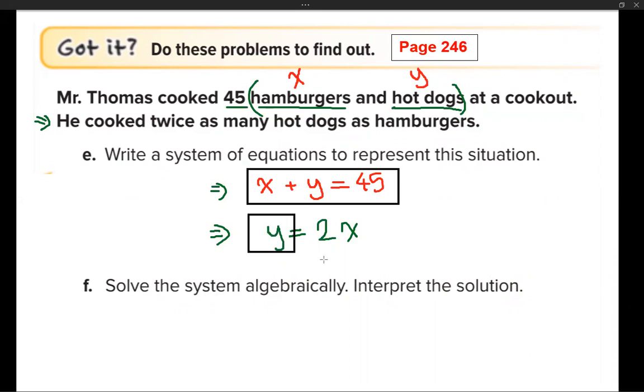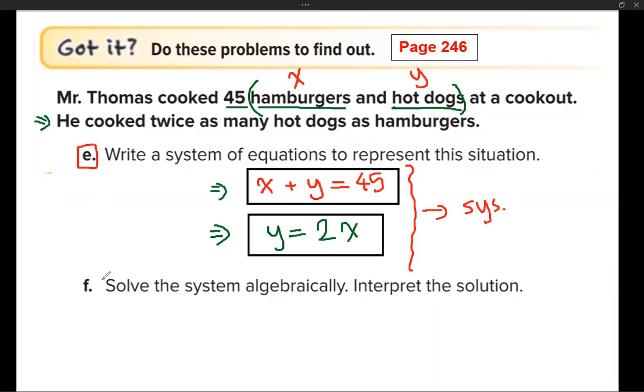So we have two equations now. We have our system of equations. These two equations are the translation of these words into equations, and they represent a system of equations. This is for part E, so we wrote the system of equations representing this situation. Now we go to part F, which is to solve this system of equations.